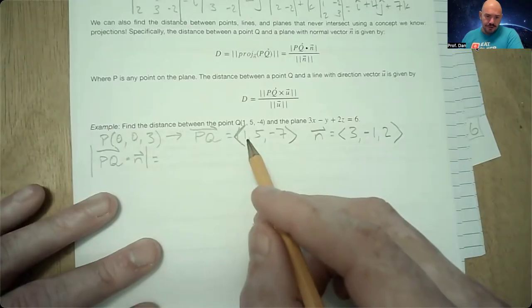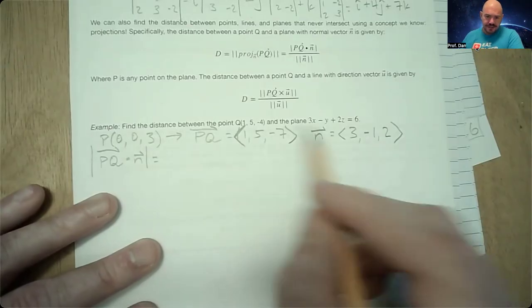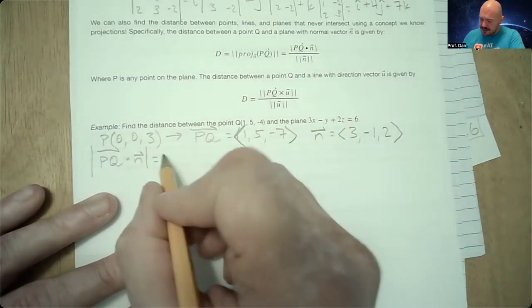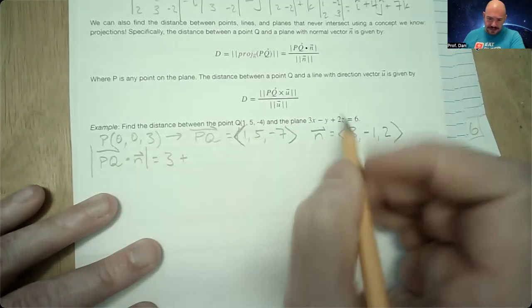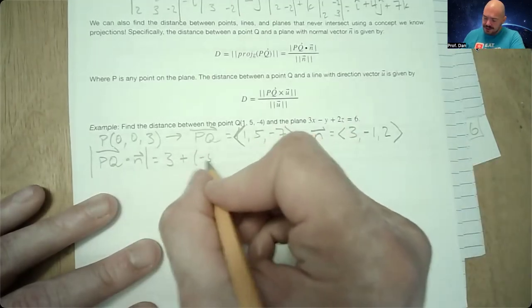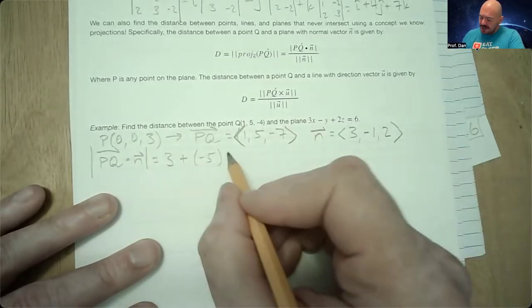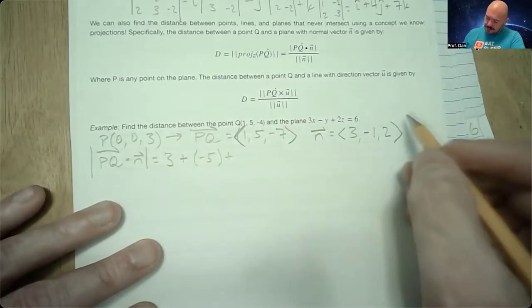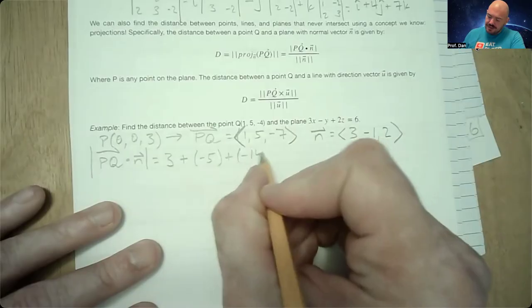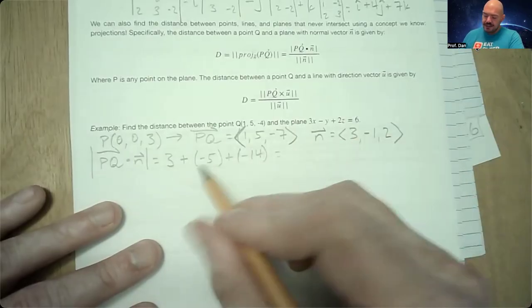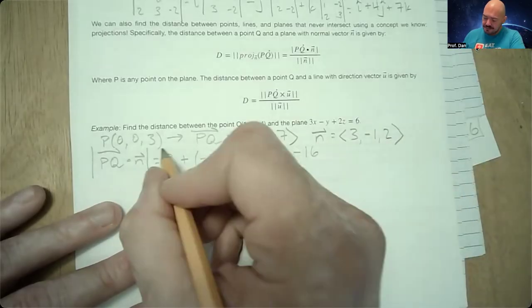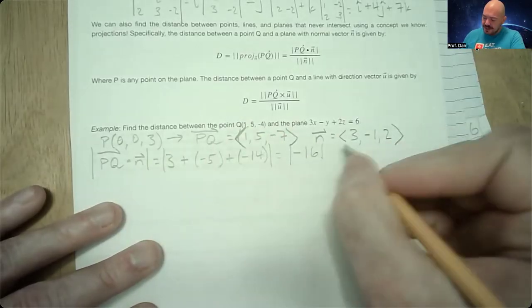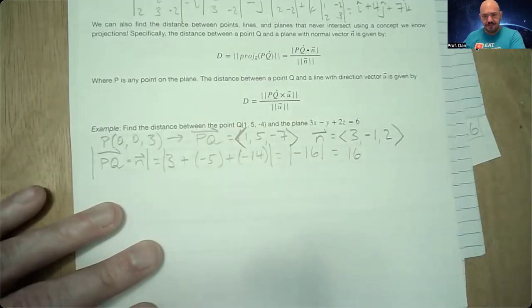So remember, all we have to do is take component times component. So 1 times 3, we get 3, plus 5 times -1, so -5, plus -7 times 2, that's -14. If I add those together, I get -16. Since we're taking the absolute value of that, we get 16.